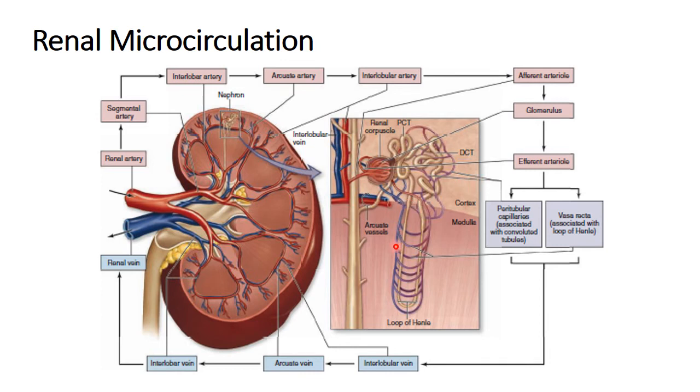Near the medulla, we can see that instead of formation of the peritubular capillary system, a series of straight blood vessels pass deep into the medulla, accompanying the loop of Henle and straight tubules. These are called the vasa recta, and these are associated with the loop of Henle.